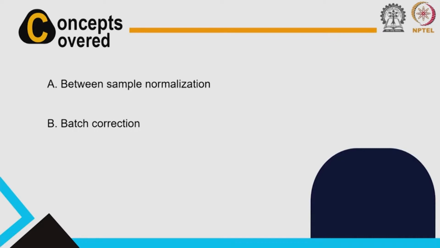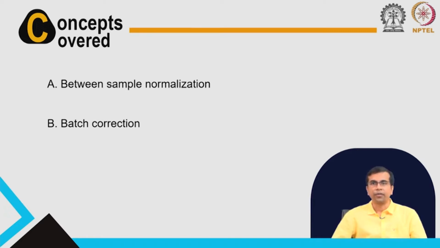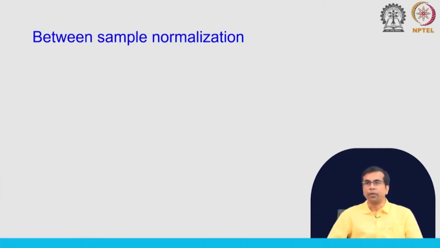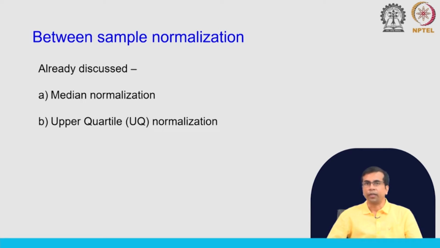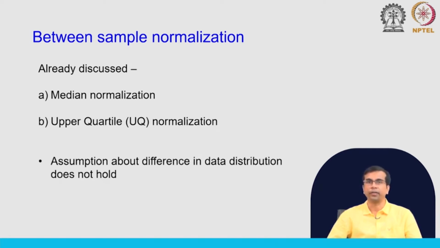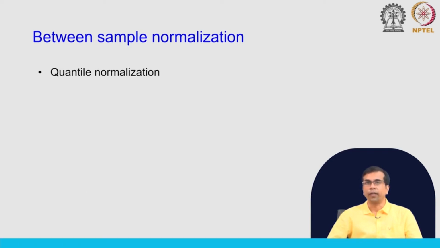Okay, so, this is the agenda for this class. We will talk about between sample normalization and then we will talk about batch correction. In between sample normalization we have already discussed two methods. The first one is median normalization, the second one is UQ normalization, and we have also seen their drawbacks. One of the drawbacks is that they assume that their count data distribution differs by a constant across samples, and this does not hold in most cases, and also they do not address this RNA composition bias. So, in this class we will talk about different types of methods that can perhaps address these issues.